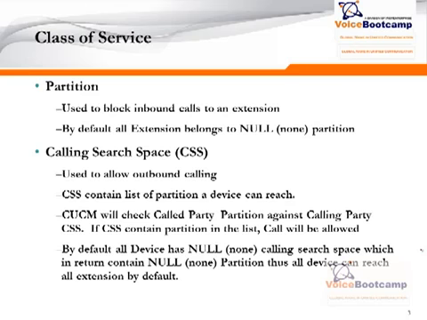Calling search space, on the other hand, is used to allow outbound calls. A CSS, or calling search space, contains a list of partitions a device can reach. CUCM will check the called party partition against the calling party CSS. If the CSS contains the partition in the list, the call will be allowed. Now by default, all devices have a null calling search space, which in turn contains the null partition. Thus, all devices can reach all extensions by default.